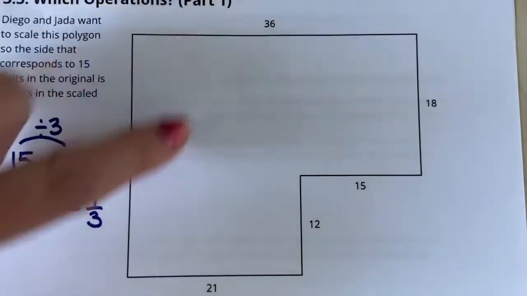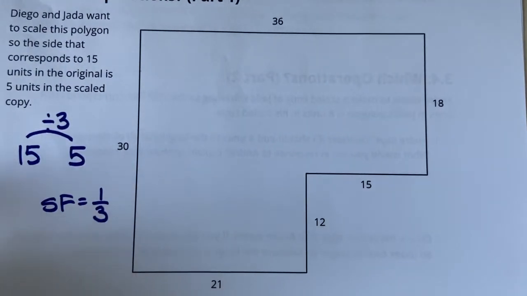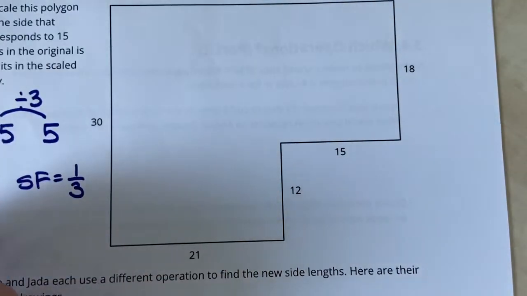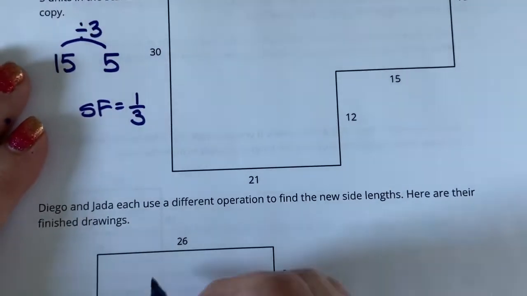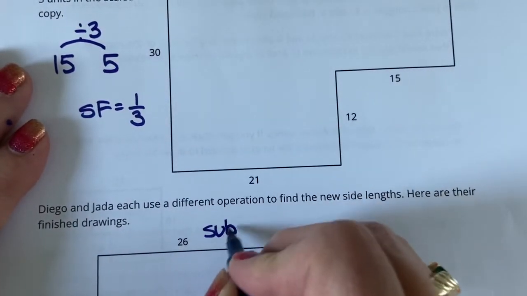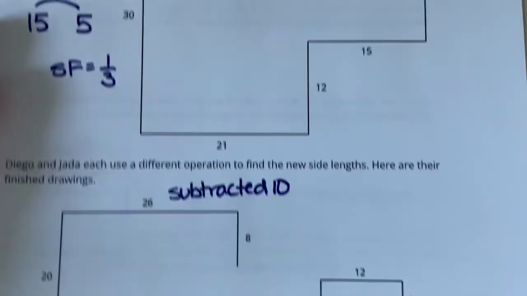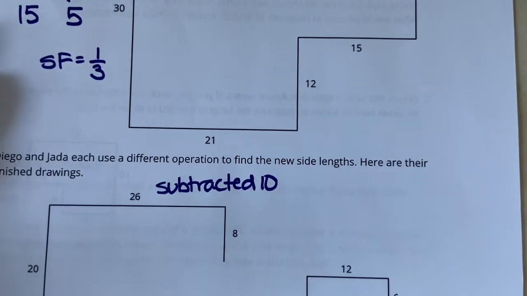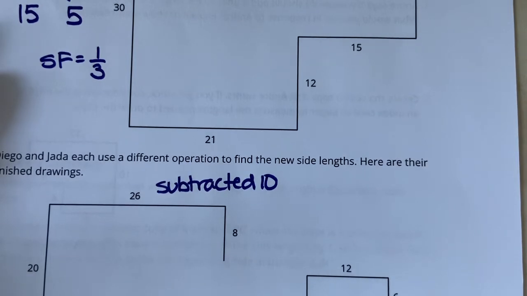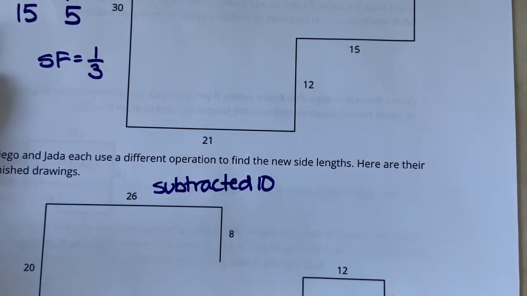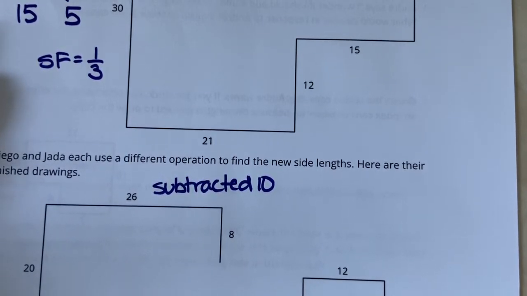So what did he do? Well, he went from 36 to 26. I could probably figure that out. There's a couple ways. It could be multiplying by something or it could be subtracting 10. He went from 18 to 8. Looks like he subtracted 10 from each number. Okay, we know that for a scale factor you have to multiply, either by a number greater than 1, a number less than 1, or a number equal to 1. But it has to be multiplication. So he really did subtraction. That's why his drawing didn't work.